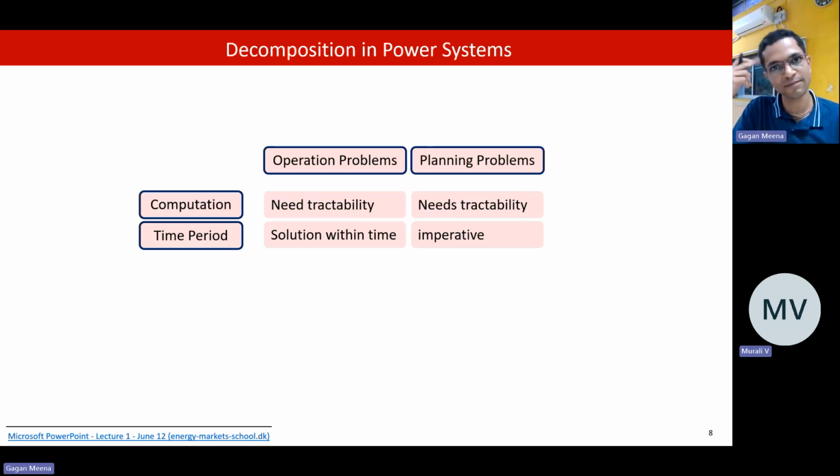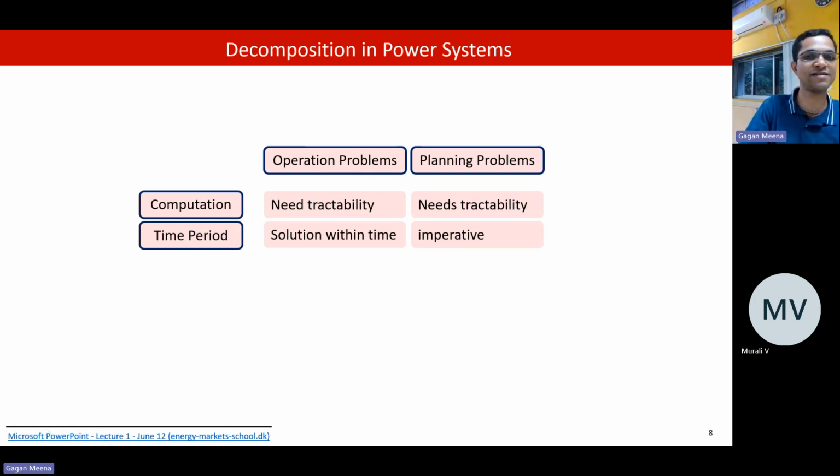Okay, so in power system, we need decomposition. This I have already mentioned. Why do we need decomposition and why are we talking about decomposition in power system? Because we want to solve the problem within less time. We want a quick solution within the time frame. Especially it's very important for operational problems where we want a quick solution.